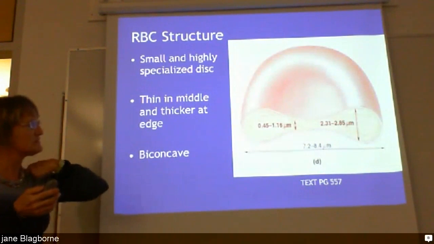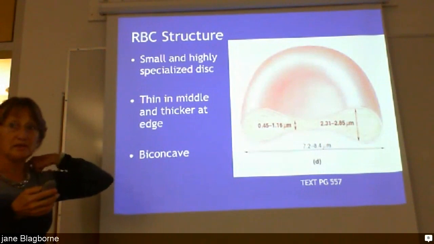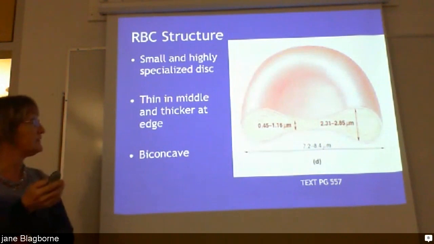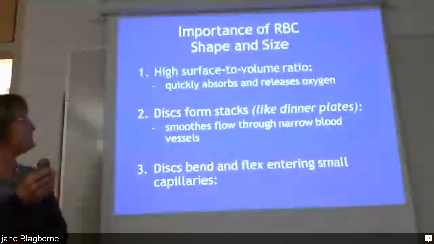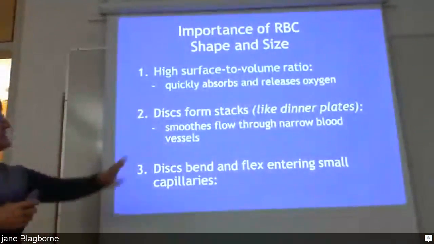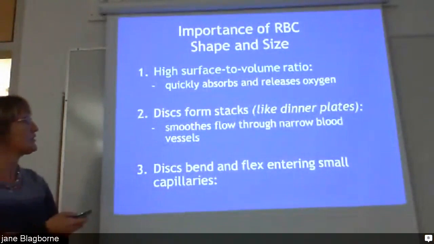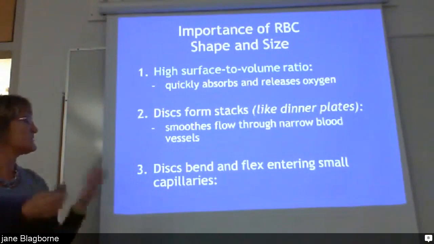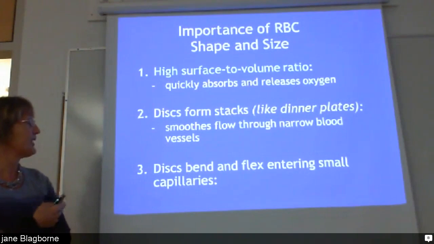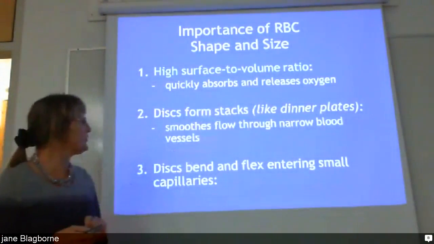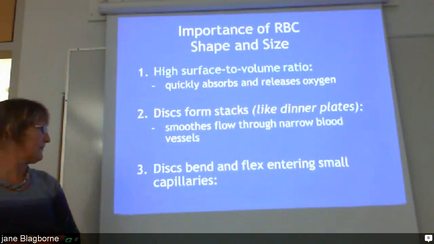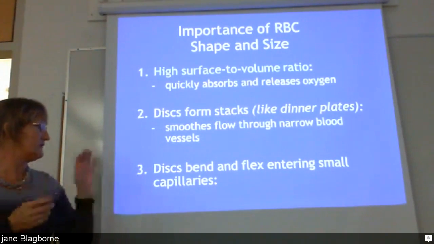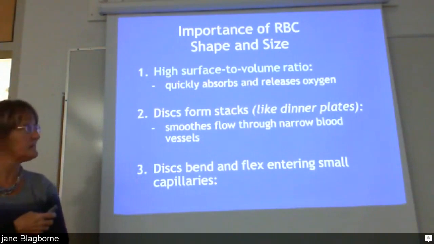The other thing, it also allows them to move through the capillaries. Sometimes they have to go single file if the capillaries are very tiny. So it allows them a little bit of flexibility. And I just explained that already, the high surface volume allows them to carry more oxygen. And the discs, when they go through the narrow blood vessels, can stack up like dinner plates to get through. They can bend and flex when they go through the small capillaries.